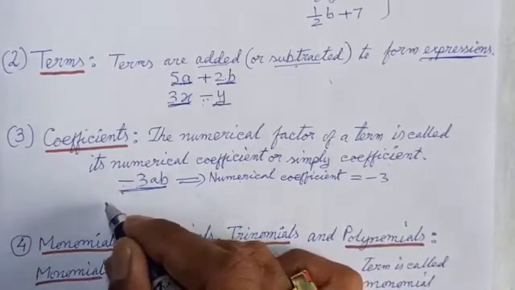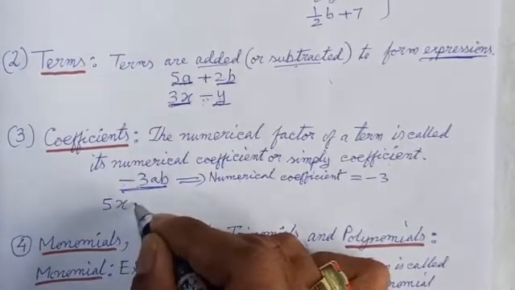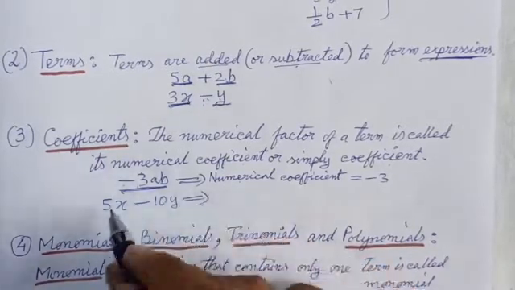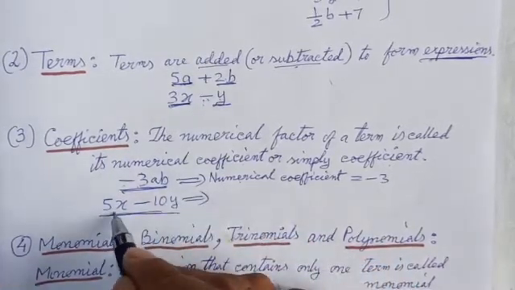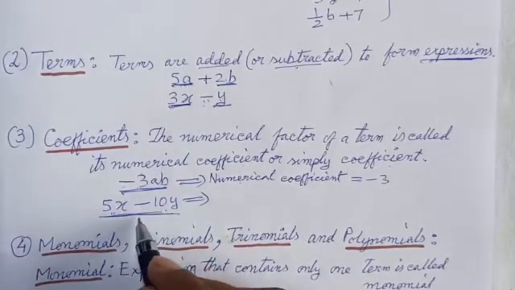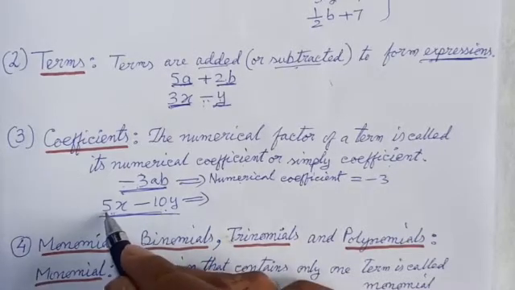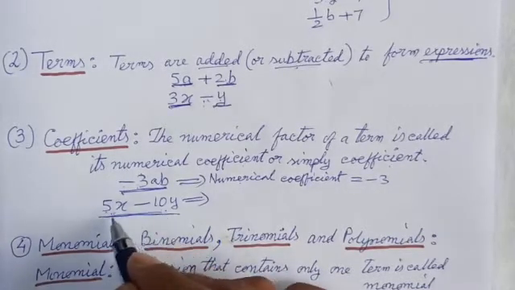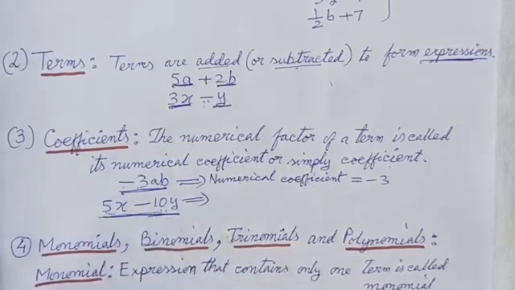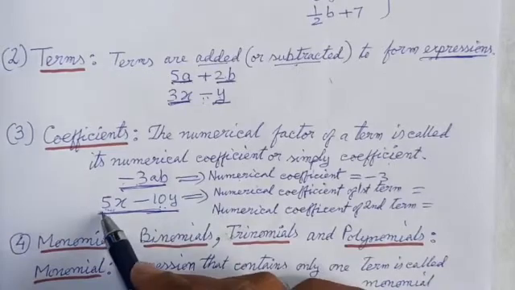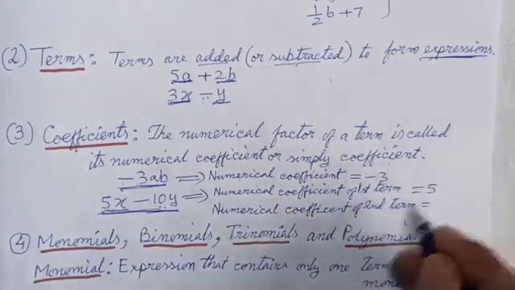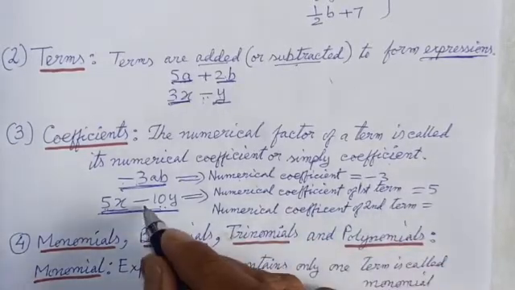Again, let us suppose there is 5x minus 10y. Here there are two terms. This is the first term, this is the second term. For these two terms, there are two numerical coefficients. The first one is 5 and the second one is minus 10. So the numerical coefficient of the first term is 5. The numerical coefficient of the second term is, we have to take the sign also, minus 10.